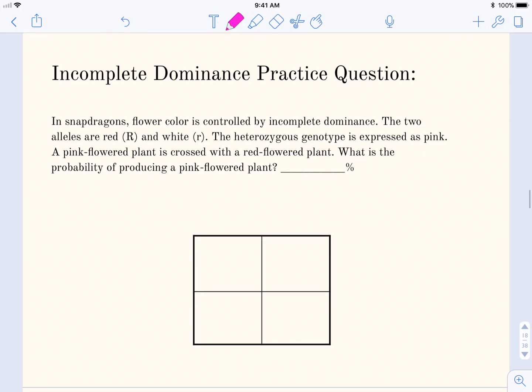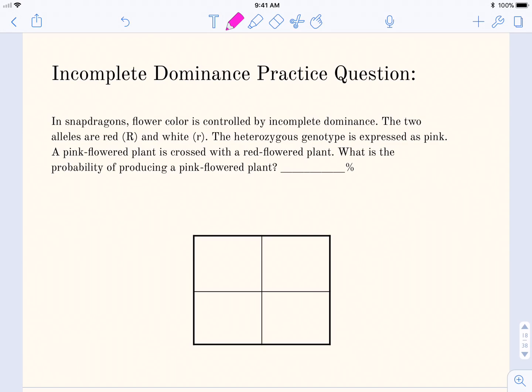Now, your homework was to do some practice problems showing incomplete dominance, and that was number 6 through 10 in the packet. Remember, the packet is attached or uploaded into your Veracross homework, so make sure to check that and to print it out or copy the questions onto loose leaf. But I thought we'd start first.